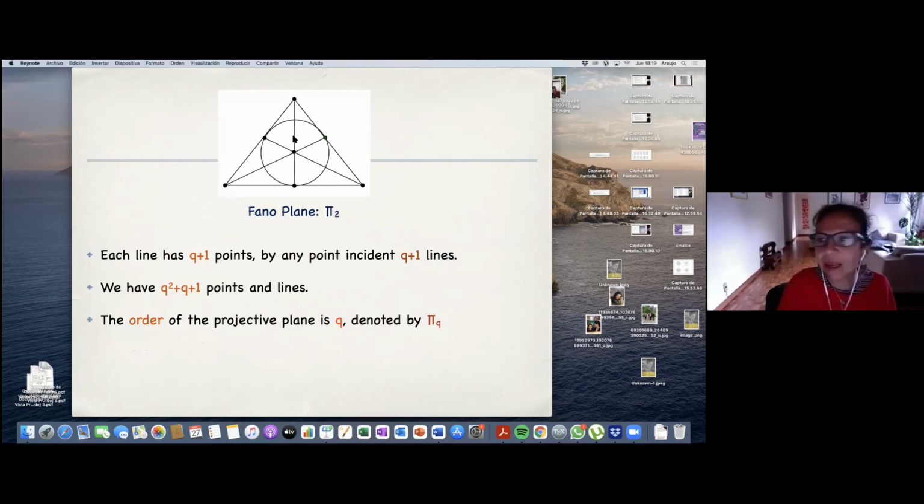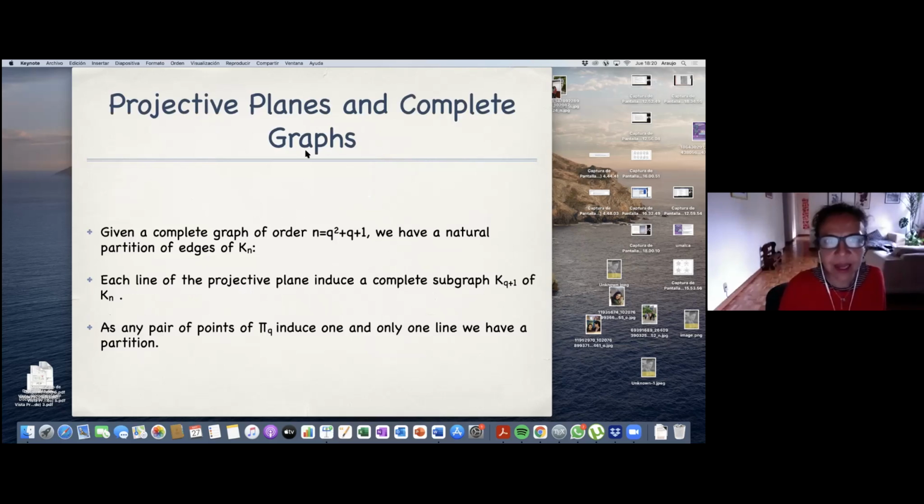Fano is the smallest projective plane, and Fano has order 2. Each line has 3 points. By each point you have 3 lines, and the cycle is also a line, and you have exactly 7 points, 7 lines, and any pair of lines intersects, and any pair of points has a common line. And this is the smallest projective plane that we have.